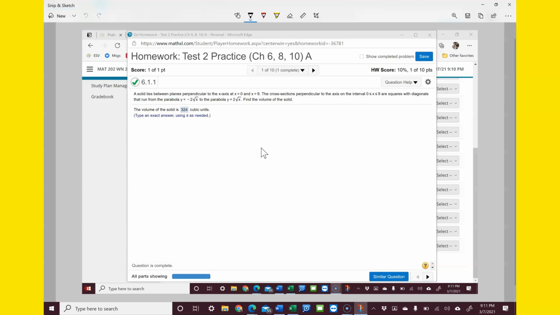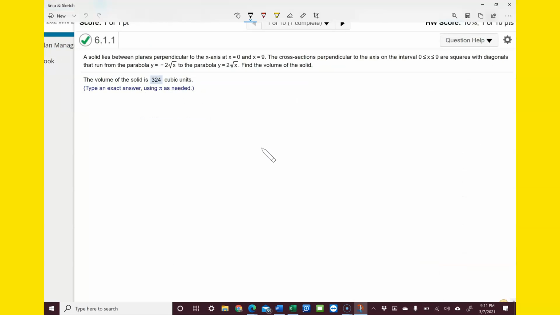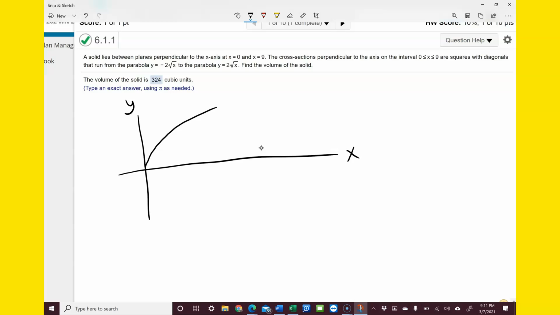Alright. I've got to draw a picture to figure out what's going on. That's kind of what I'd have to do here. So we have the parabola positive 2 root x and negative 2 root x, and the planes perpendicular to the x-axis at x equals 0 and at x equals 9. Okay, so we'll say this is at 9, this is obviously at 0.